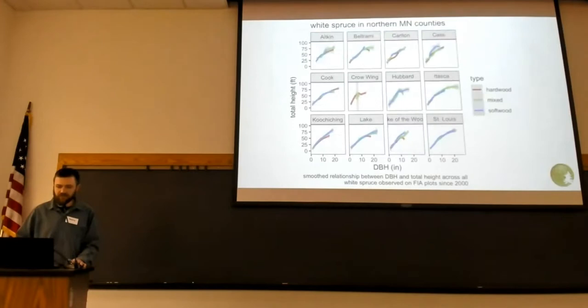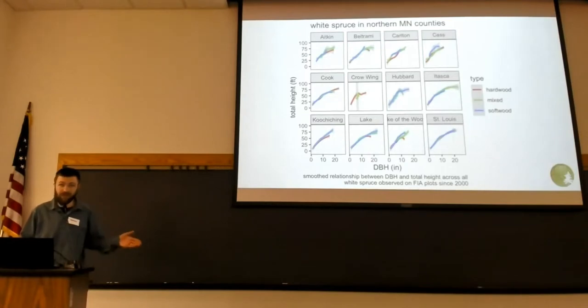So this package could be used to produce a graph like this in relatively short order. I didn't mean to put anything really substantial up here, just to demonstrate that these are all the white spruce observations from the FIA data set in northern Minnesota. And here's a graph showing height and diameter relationships by county and forest type. So this is the type of information you could get using this package.